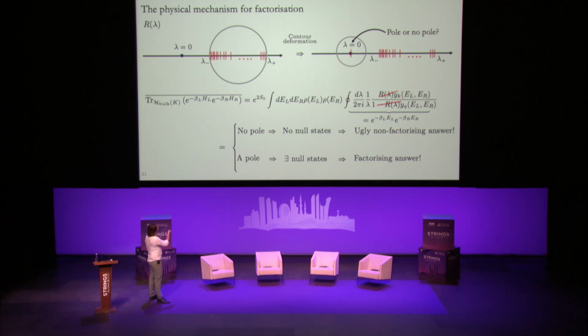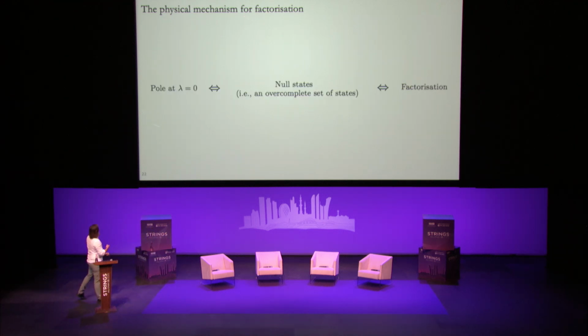And when you integrate against these two factors of the density of states, you get the product of two partition functions, which is exactly the factorizing answer. So the physical mechanism for factorization is the following. Poles in the resolvent imply null states, which in turn implies that we've constructed an over-complete set of states. And precisely at that point, we see that the trace factorizes.